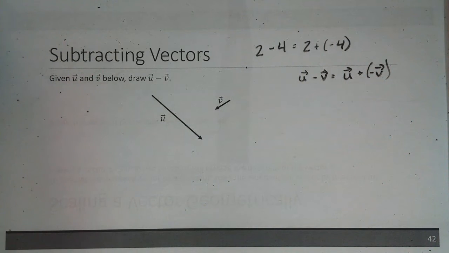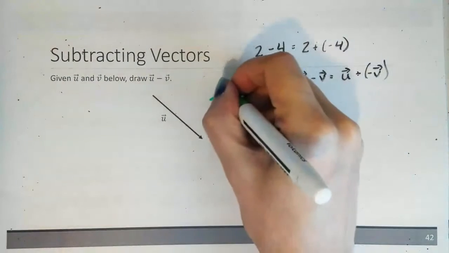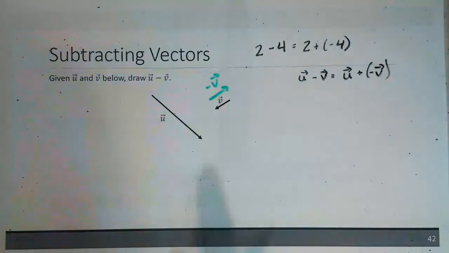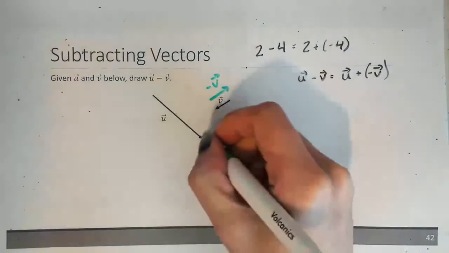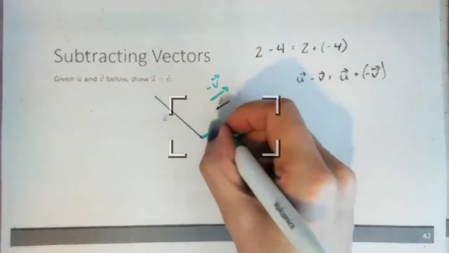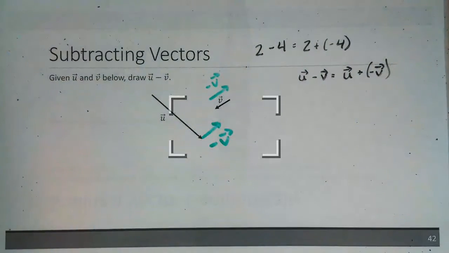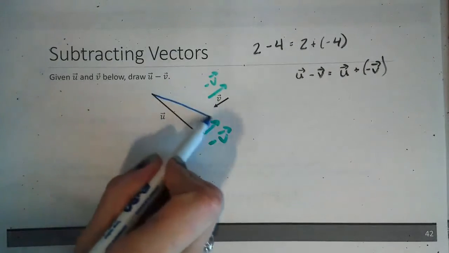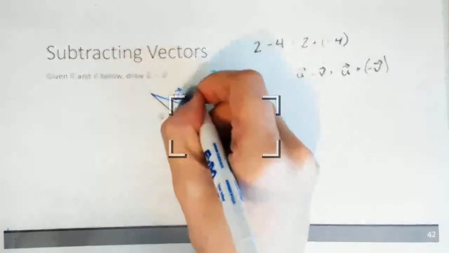So first up, let's see what negative V is going to look like. So if this is V, the negative V is going to look something like that. I want to take U plus my negative V. So I'm going to take my negative V and attach it to the end here. And then to add them, you start at the beginning of the first and go to the end of the second. And that's going to be our U minus V.